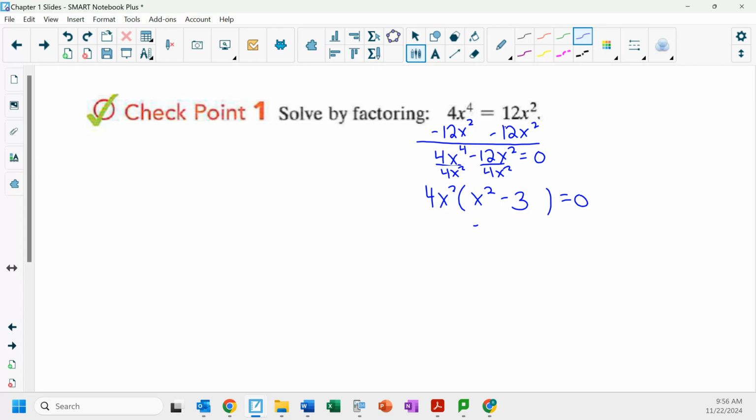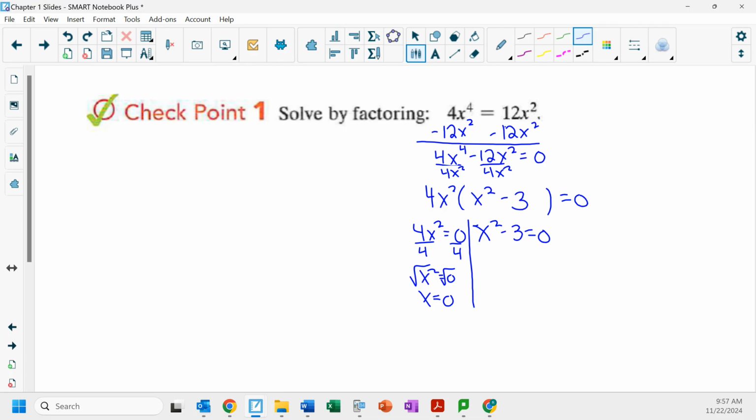Okay, so we'll be over here. But we still want to set each of our factors equal to 0 then. So one of our factors would be 4x squared equals 0, and our other factor would be x squared minus 3 equals 0. So when we solve the first one, we would divide by 4. X squared equals 0. So x equals 0. Remember, we would want to do plus or minus if we had to, but there is no such thing as plus or minus 0. It's just 0.